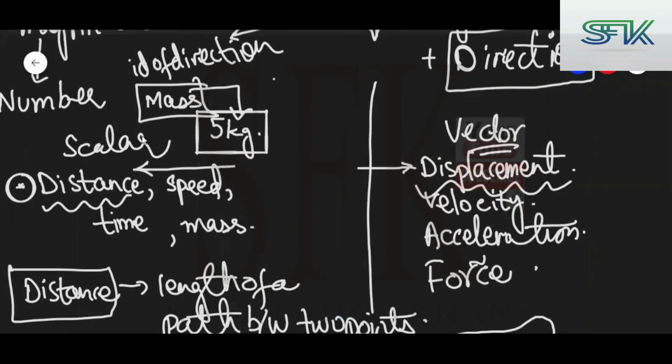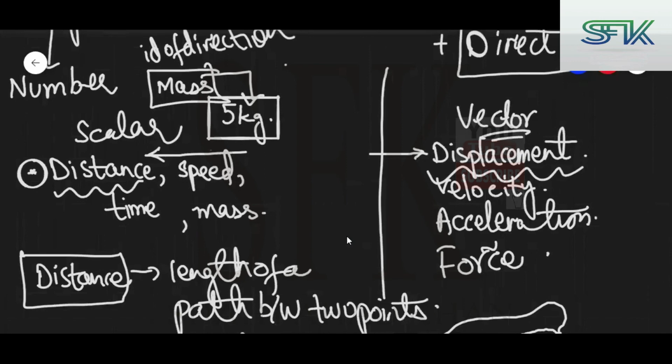Scalars are independent of direction, whereas vectors are direction dependent. So after we've talked about scalars and vectors, basically distance and displacement, we'll talk about the difference between speed and velocity in the upcoming lecture.